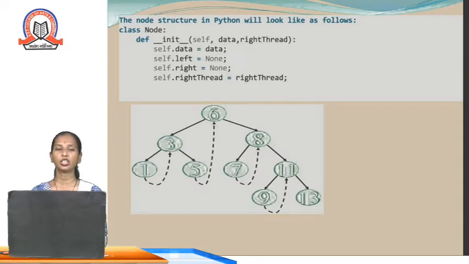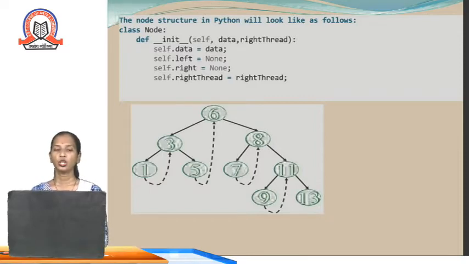Here the data can be numeric or text. There will be a left child or right child, or the right thread or the left thread. Out here the example is given of the right thread. You can see the dotted arrow. This is what I was talking about, the concept of thread.